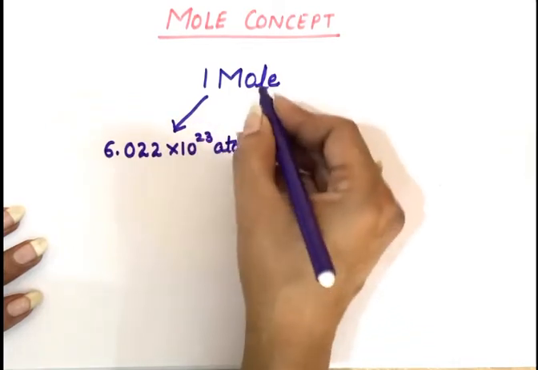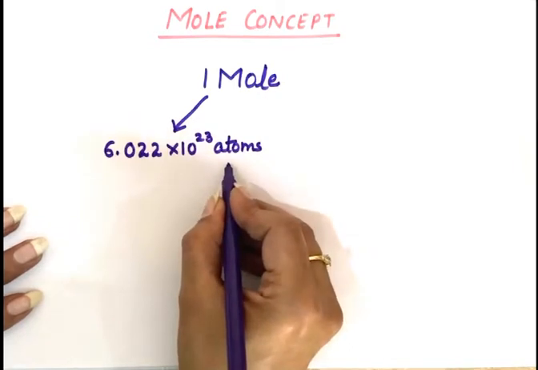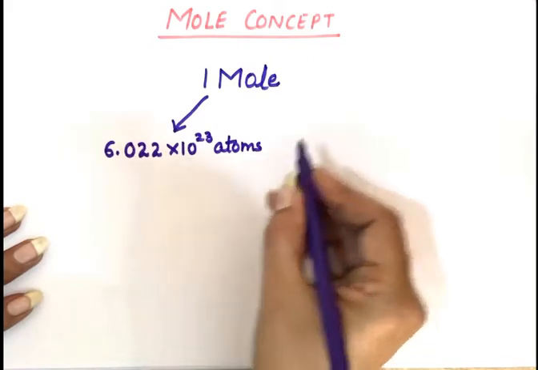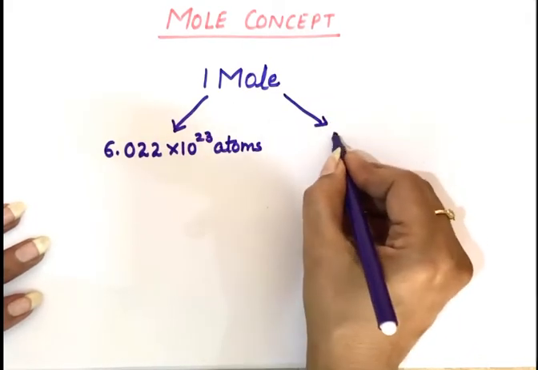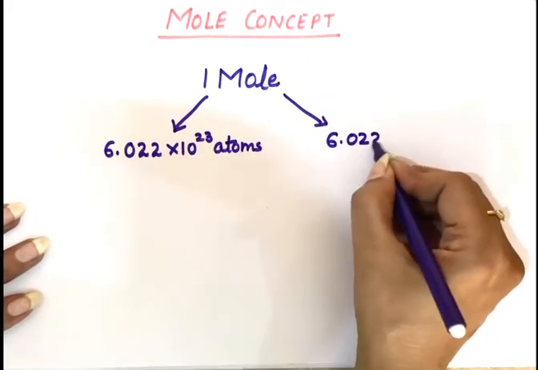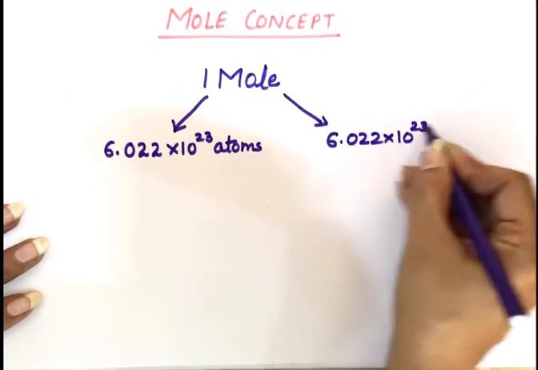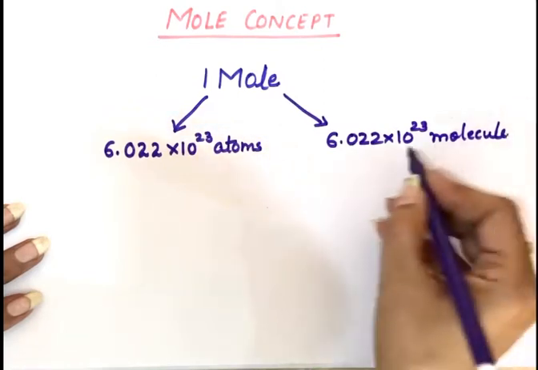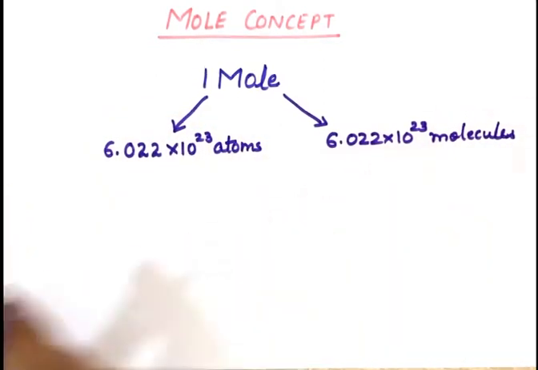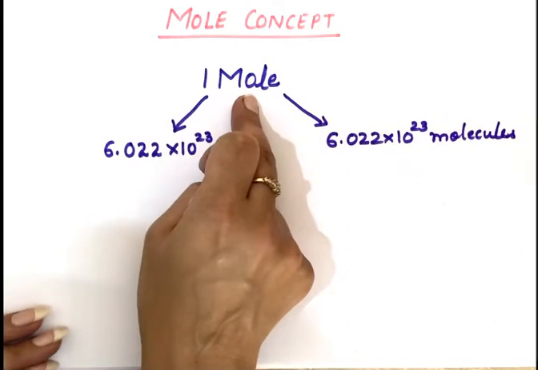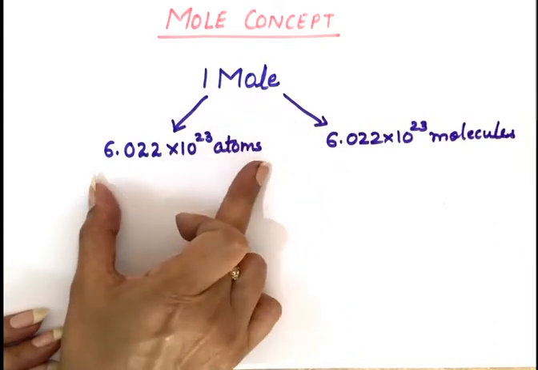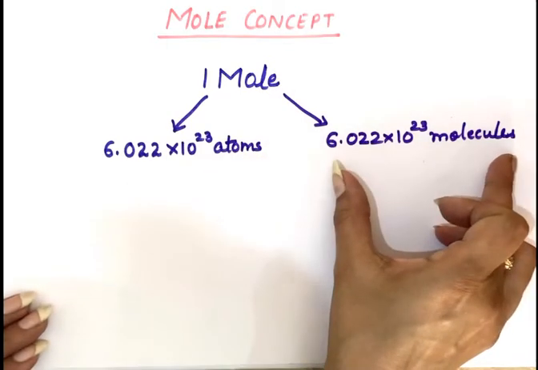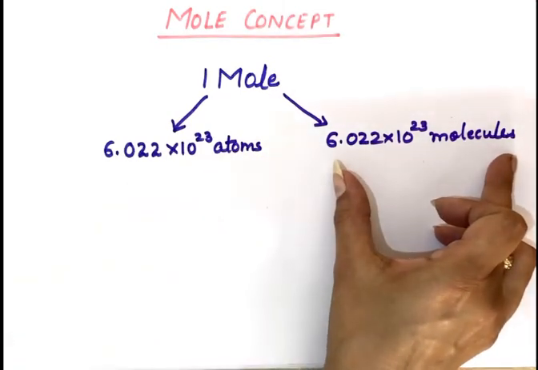In this much quantity, 1 mole, how many particles are there? These many number of particles are there, like these many number of atoms can be there. And these particles can also be molecules. But the number will remain the same, that is 6.022 into 10 raised to power 23. So if you take 1 mole of an element, in that element these many atoms are there. But if we are taking a compound, then these many number of molecules are there in its 1 mole.